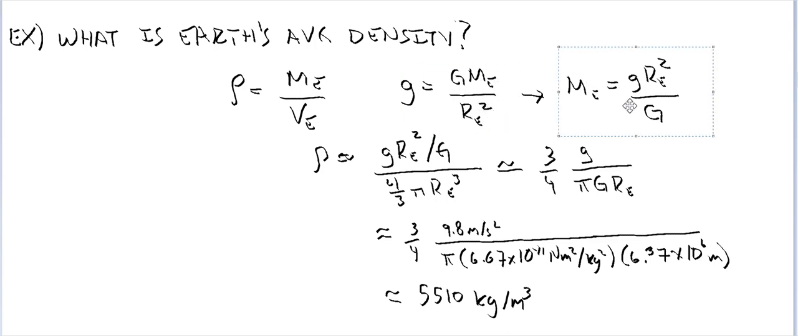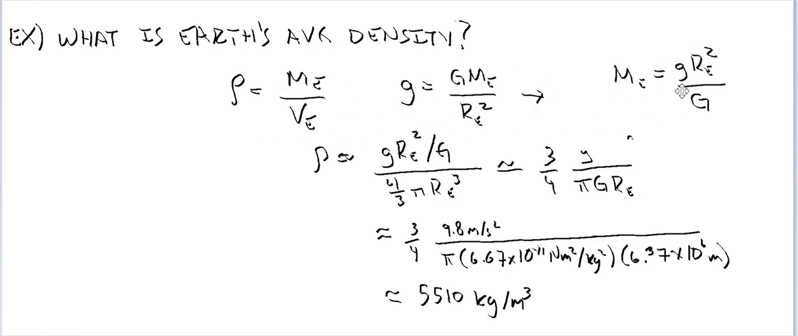We could solve that for the mass of the Earth. It's just little g times R_E squared over capital G, right? So if you go from here to here, that's just algebraic manipulation. So we could plug that in for M_E, right? We just solved for M_E, so we plug that in for M_E.